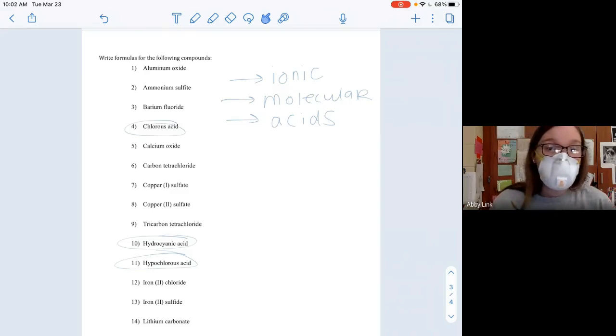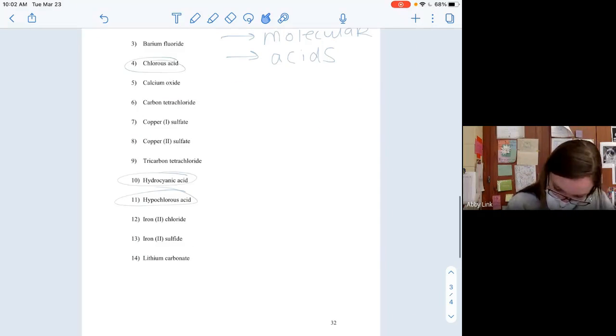Okay, so for these, even though it doesn't ask you to label them M or I, or A for acid, you are going to want to take the time to figure out, okay, this is ionic. I need to figure out the charges on the ions and then balance this out before I write the formula. Or if it's molecular, all I have to depend on are the prefixes, and it goes by pretty quickly. Okay, so you have 14 of those.